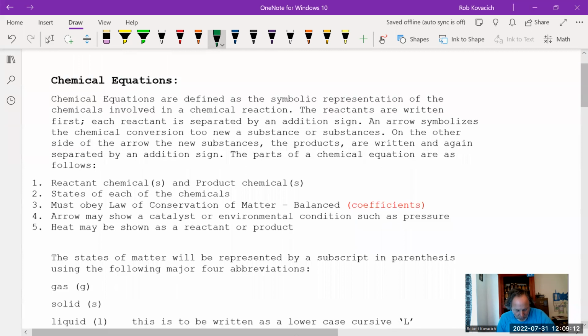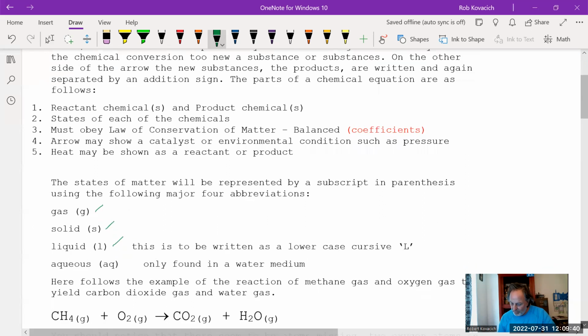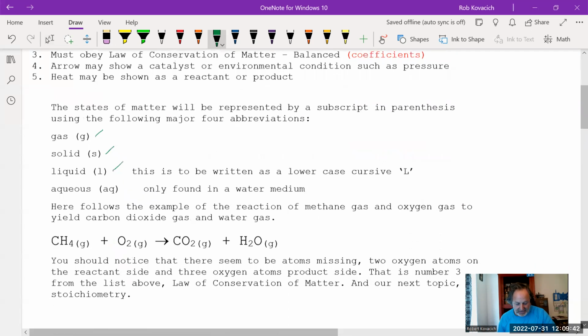All right, so the states that we're going to have are gas, and we're going to write that parentheses lowercase g, solid parentheses lowercase s, liquid parentheses lowercase l, and it's L, not a 1 or anything like that. We need to make sure that we're using serifed fonts like Courier New. And the last one is aqueous. So this can only happen if I've got something that has dissolved in water and the water has dissolved it, made it aqueous.